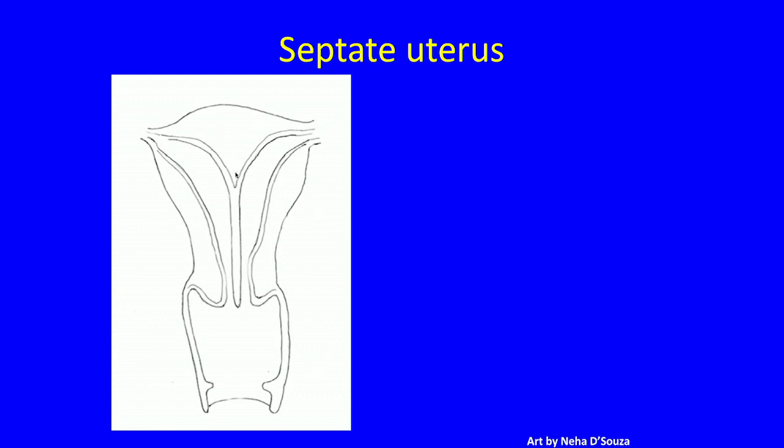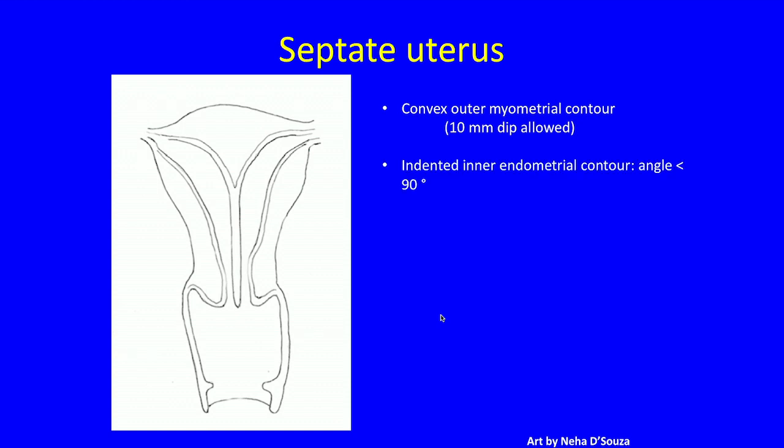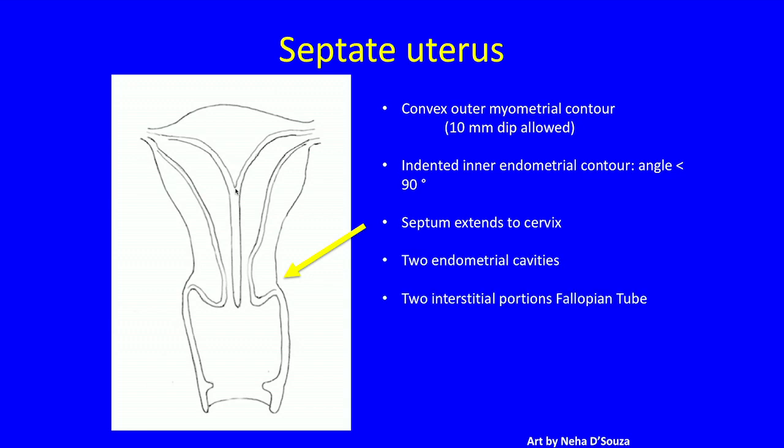And here you can see that this septum reaches all the way down to the cervix. Otherwise it looks similar. Convex outer contour, an indented inner myometrial contour with an angle. This angle is less than 90 degrees. The septum extending to the cervix, and two endometrial cavities. Two interstitial portions of the fallopian tube, exactly like before.